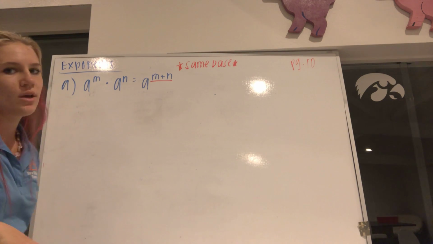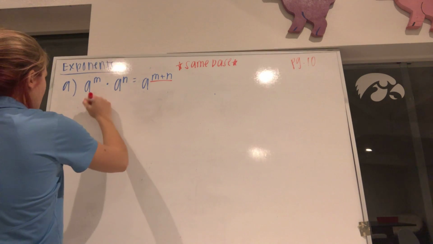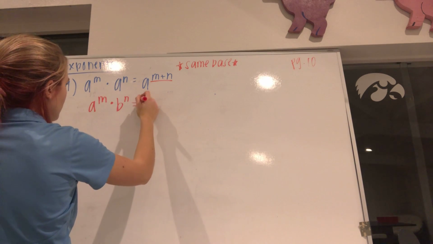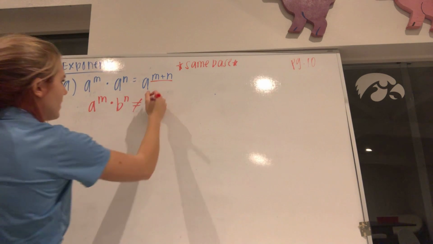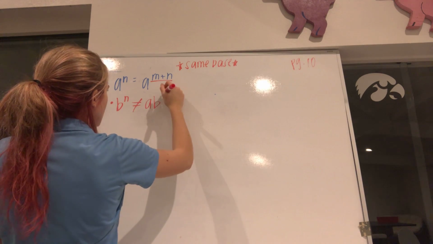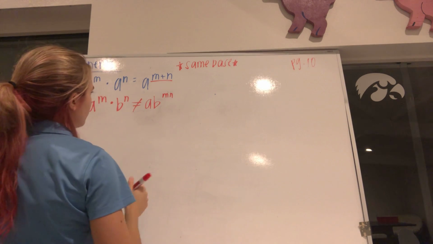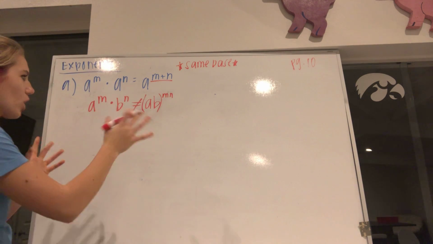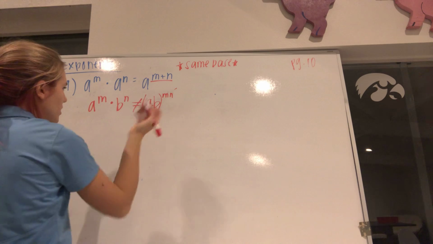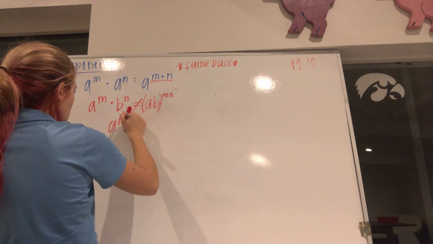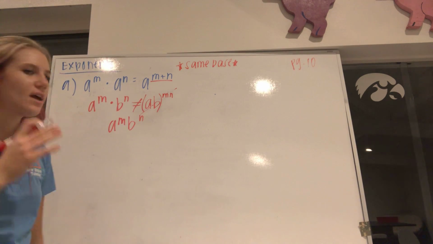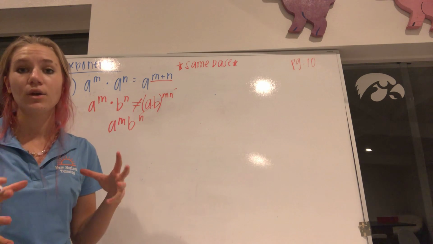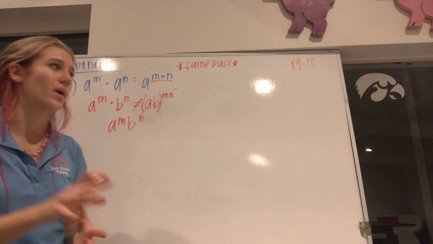I'll show you what you cannot do. Let's say we have a to the power of m times b to the power of n. You can't say ab to the power of mn. It just doesn't work, so that is incorrect. Really, the most concise way to write that is just a^m times b^n. Because the bases are different, you can't combine those two separate exponents. Just keep that in mind.